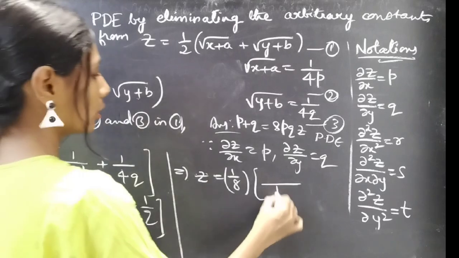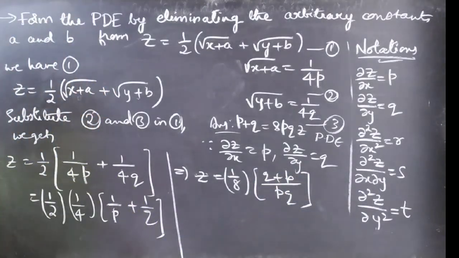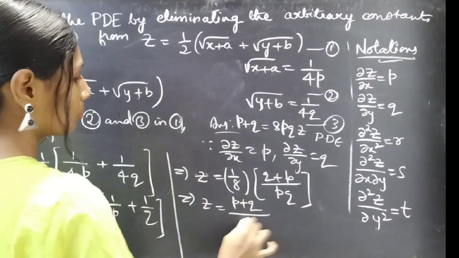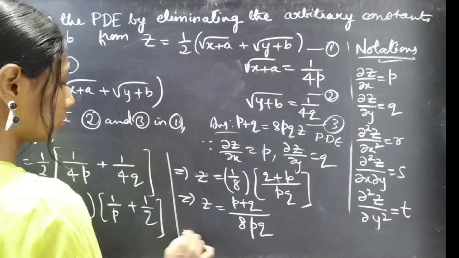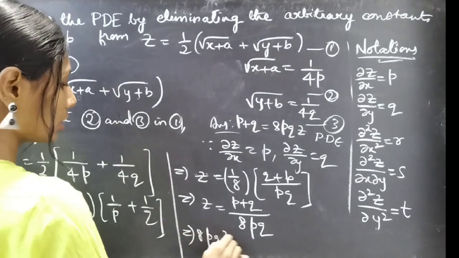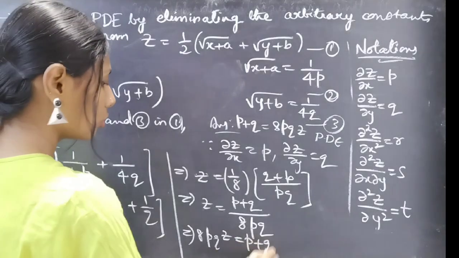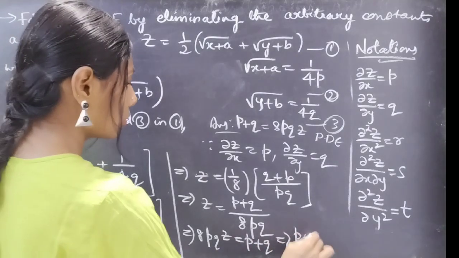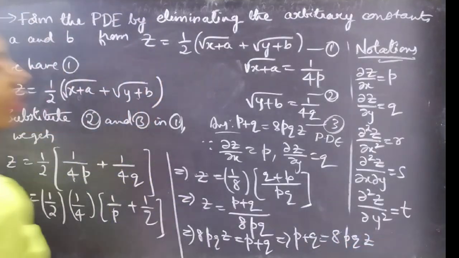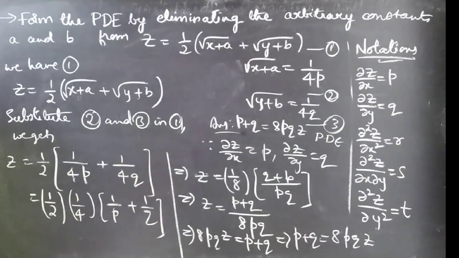Now simplify 1 by p plus 1 by q. Take the LCM of p and q. You'll get q plus p by pq. So we can write this as z equal to p plus q by 8pq. Now bring this to the LHS, you'll get 8pqz equal to p plus q, or p plus q equal to 8pqz, which is the required partial differential equation.